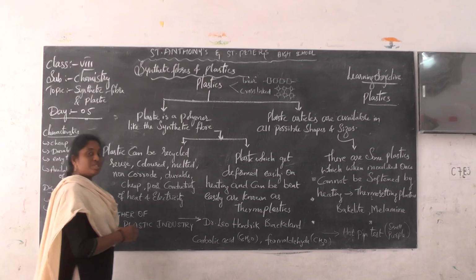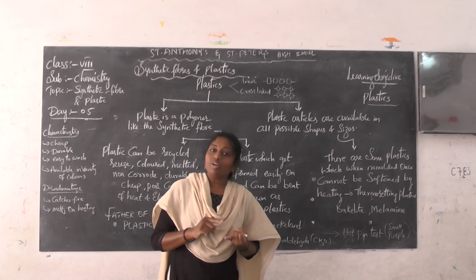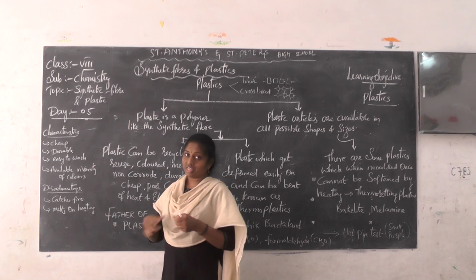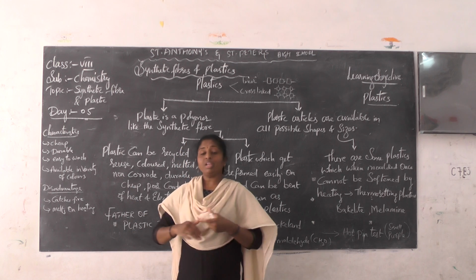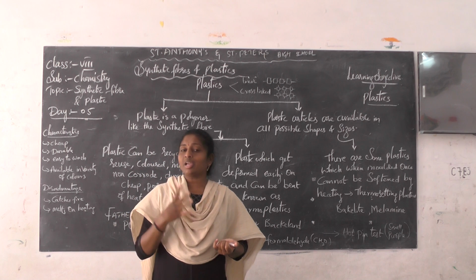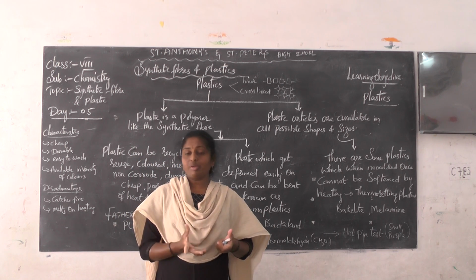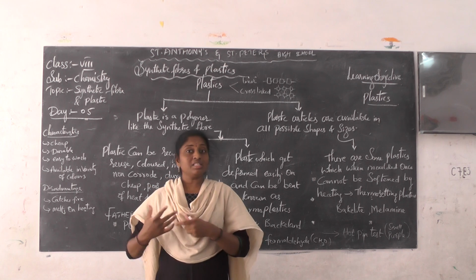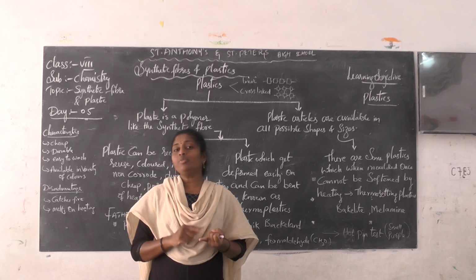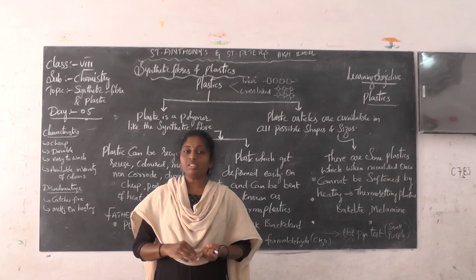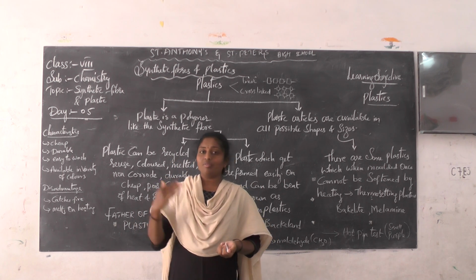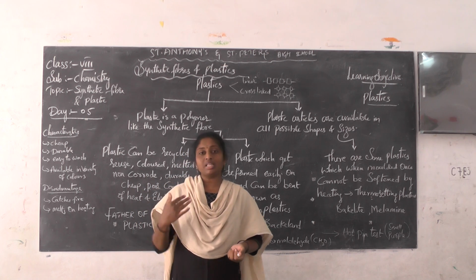In the synthetic fibers, first of all we observed the characteristic features. So what are the characteristic features? It is very cheap, it is durable, it is very easy to wash and it is available in a variety of colors. First we studied the different types of fibers, that is the natural fiber and the synthetic fibers. And in the synthetic fibers we studied about monomers and polymers. What is a monomer? A single unit is known as a monomer. Polymer means many units. Poly means many, mer means units.